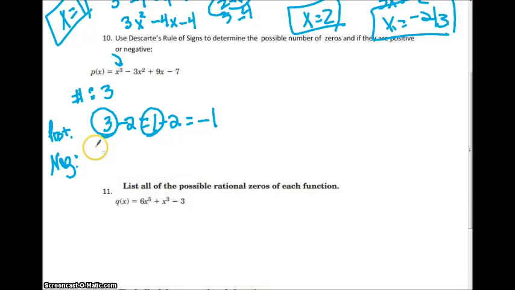Then for your negative, you're going to rewrite your equation, and anything that had an odd exponent changes the sign. So it's negative x to the third minus 3x squared minus 9x minus 7.